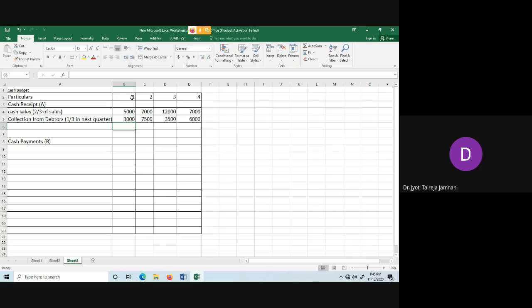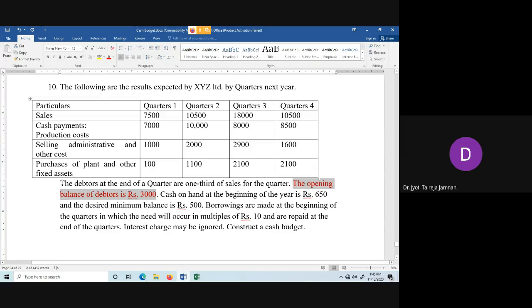So if you consider this as Jan, Feb, March, April, this is December, which was paid in Jan. Or last year, fourth quarter is paid in first quarter of this year. So this was about the debtors and the cash sales that was given. The next they have told about cash in hand at the beginning and the minimum balance and all those. So we'll see that later. First we'll complete the table.